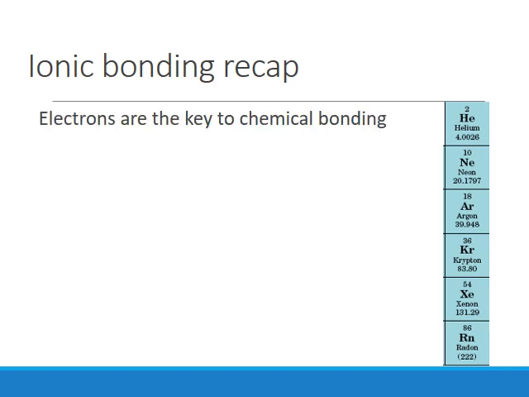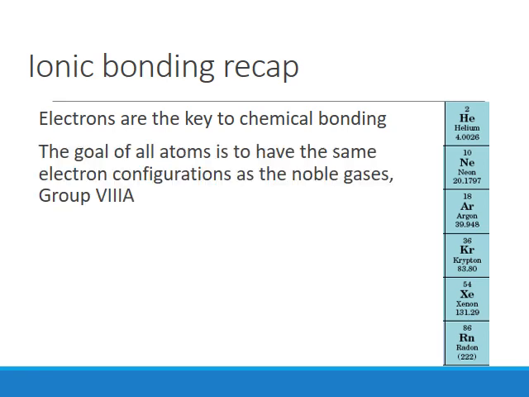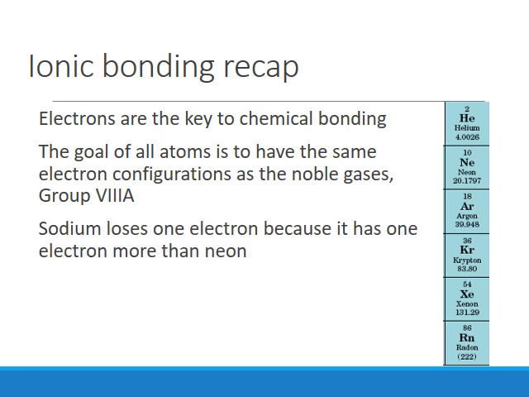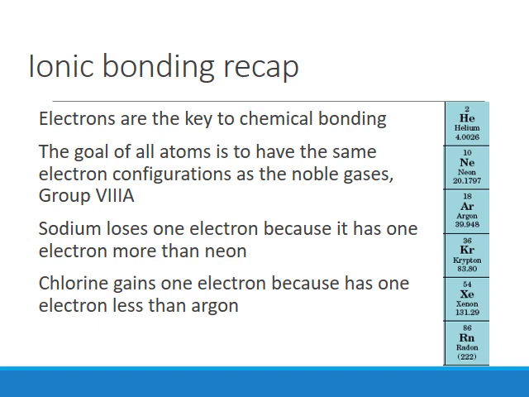So to recap, electrons are the key. In ionic bonding, electrons are being transferred. The goal is that the atoms have the same electron configuration as the noble gases. Remember, that's group 8A. Sodium loses an electron because it has 1 more than a complete shell. Chlorine gains that electron. It starts with 1 less.